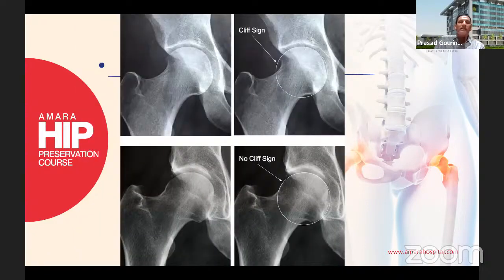There is a sign called the cliff sign. I'm just showing it for completion's sake. Some people say that if you draw a circle on the head on an AP view, there's bone deficiency inside the circle, not completely going around the circle. We call it a cliff sign. And people consider a cliff sign to be a sign of micro instability. Just keep that in mind if they ask you in the exam.